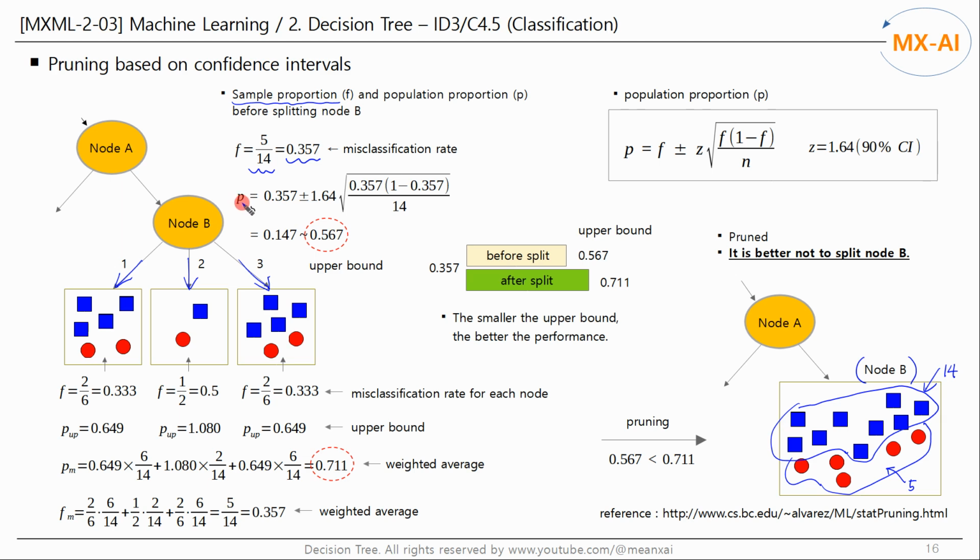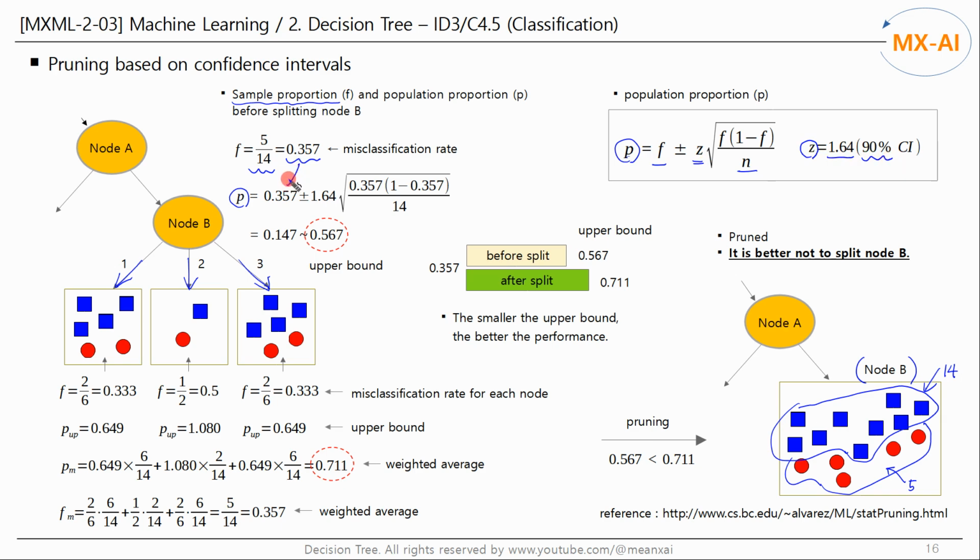Next, let's calculate the confidence interval for the population proportion. The formula to calculate this is as follows. F is the sample proportion, N is the sample size, and Z is the critical value from the standard normal distribution. Here we used a Z critical value of 1.64 for the 90% confidence interval.